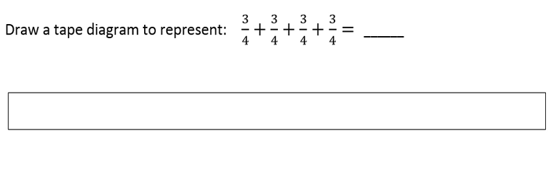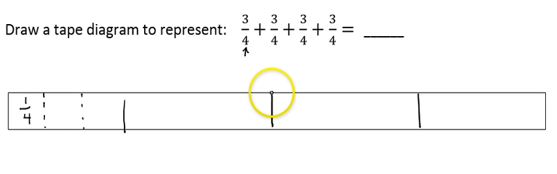The first question says to draw a tape diagram to represent 3/4 plus 3/4 plus 3/4 plus 3/4. Well, since I have 4 groups of 3/4, I'm going to start by dividing my tape into 4 groups. So there's my 4 groups. Now I'm going to divide each group into 3/4. So each group will be 3 sections, and I'm going to show each section is 1/4. And I'll continue that with the other 3 groups that I have.